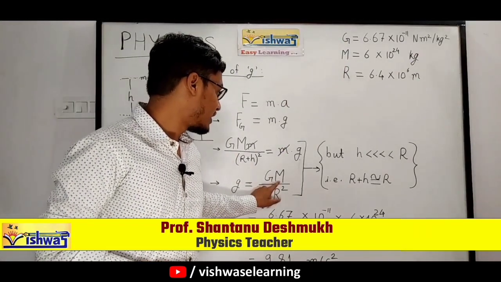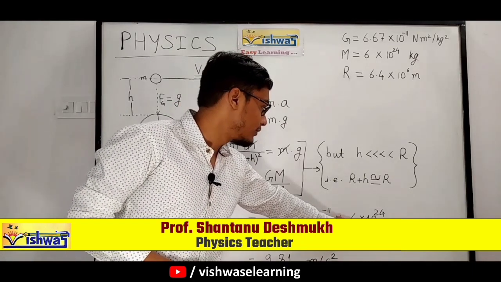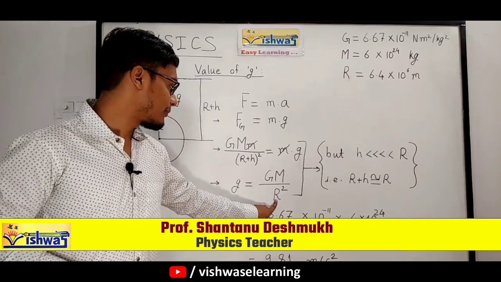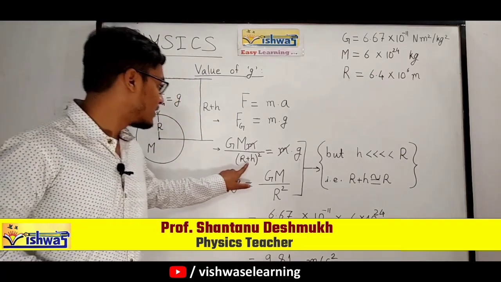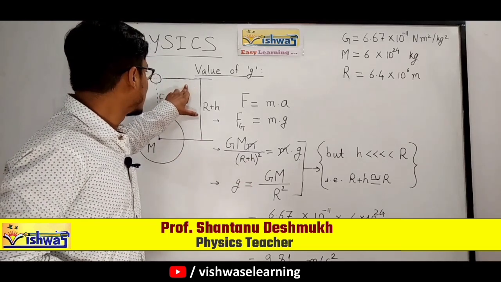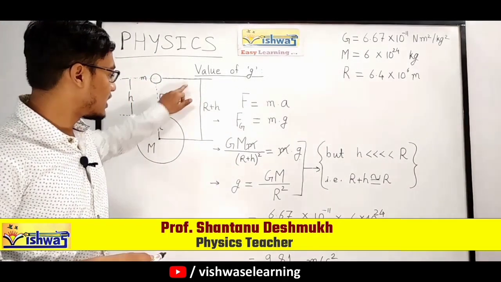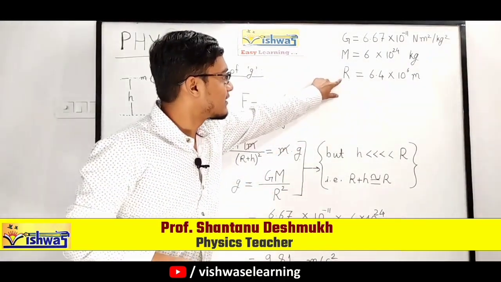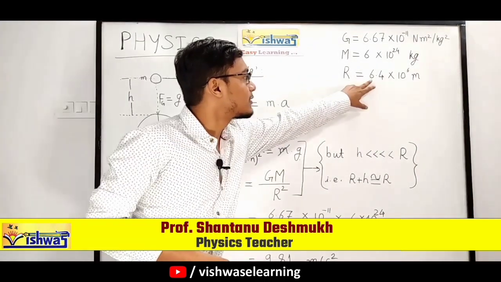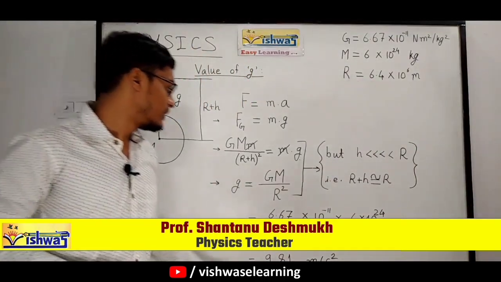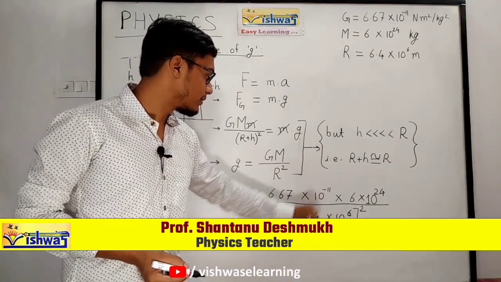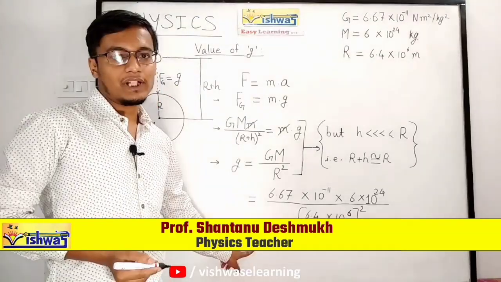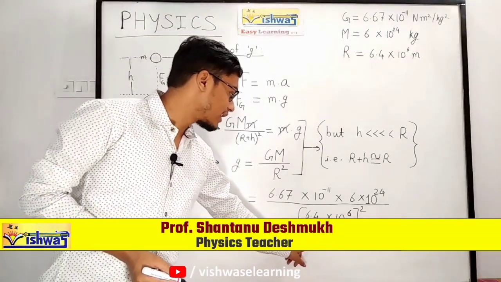So we have also put here the value of capital M, 6 into 10 raised to the power 24, and in the denominator we have taken the square of the radius of the earth instead of the total distance from the particle which is falling on the earth. So what is the radius of the earth? I have written it here as before, 6.4 into 10 raised to the power 6 meter. So I have taken it in the term of square. After calculating this expression, which value will we get? 9.81 meter per second square.